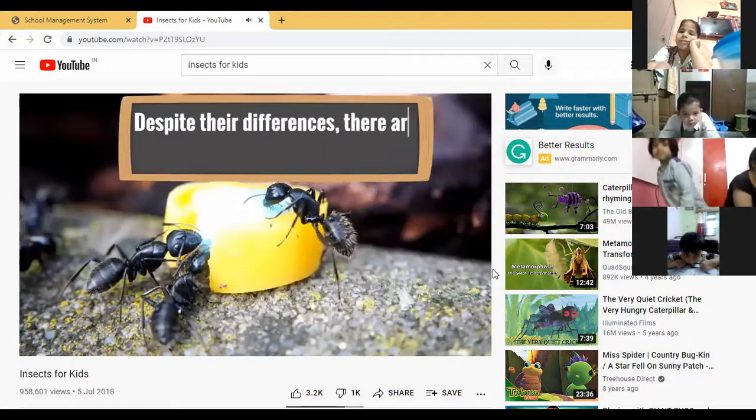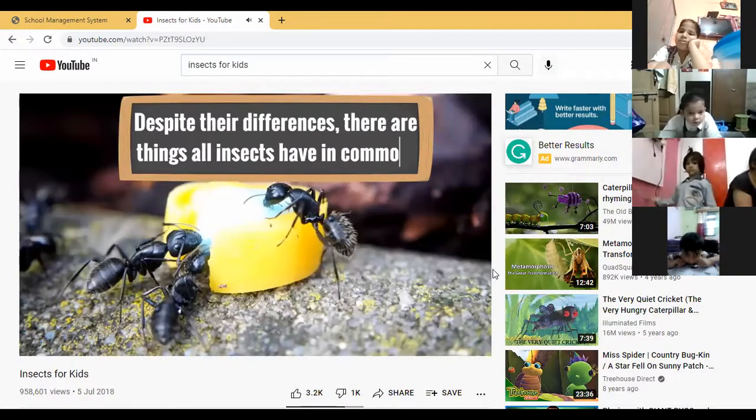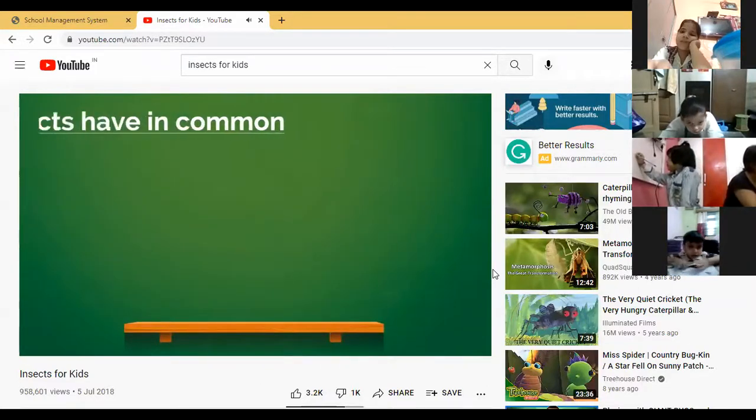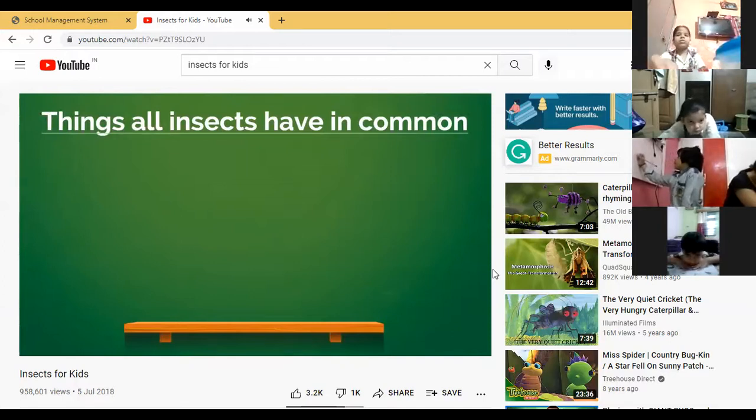But despite their differences, there are things all insects have in common. Here are some of the things all insects have in common.